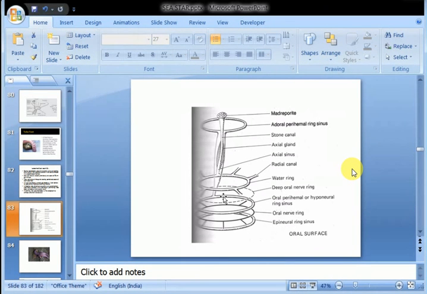So they are not actually part of this water vascular system. They are part of some other system. For example, the nerve ring is a part of the nervous system. The hemal canal is a part of the hemal system. Incidentally, they are not included in your syllabus, so we are skipping all those.